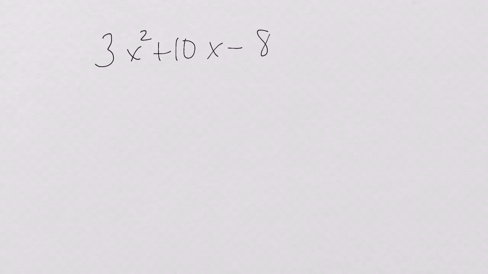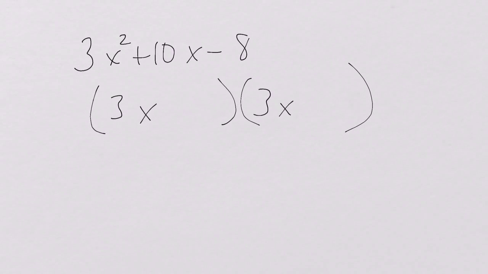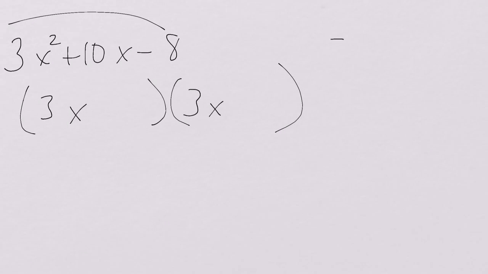Alright, so if we're looking to factor this, I'm going to use a method I call the magic method. I don't know of any particular name. But I'm going to put my parentheses up and do the 3x in front of both. I'm then going to look at the product of the a and the c term. So negative 24, and I'm going to find the factors of negative 24 that give me this positive 10.